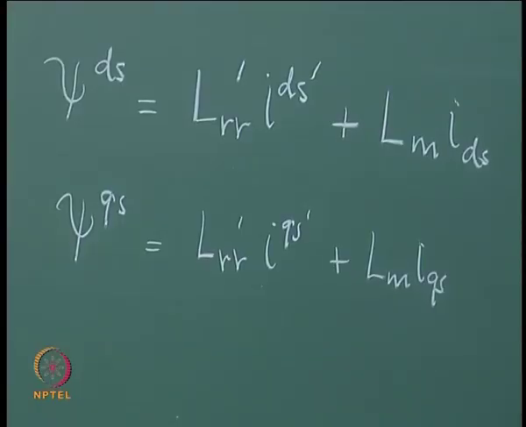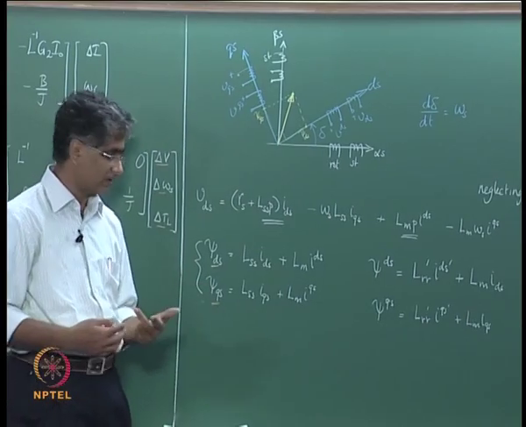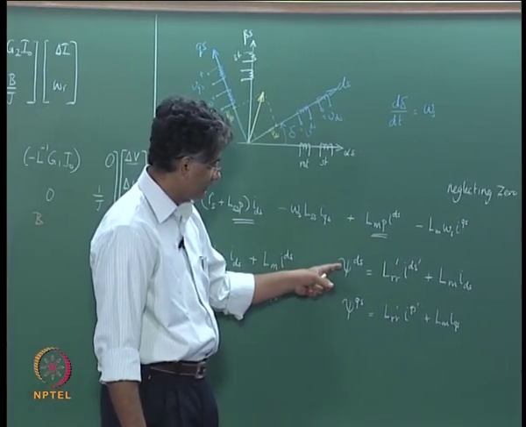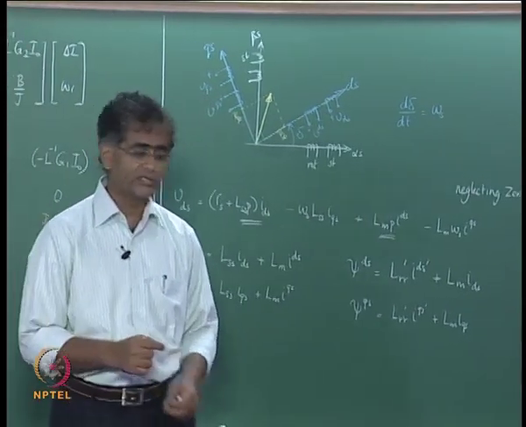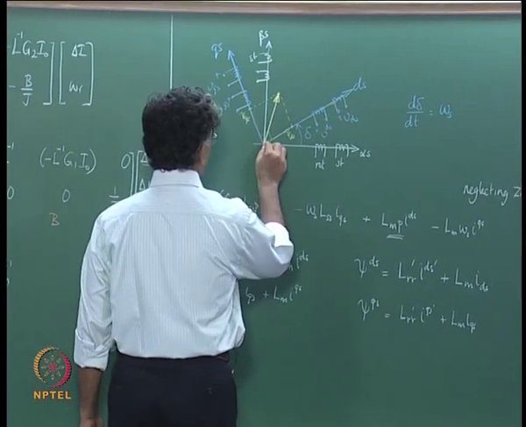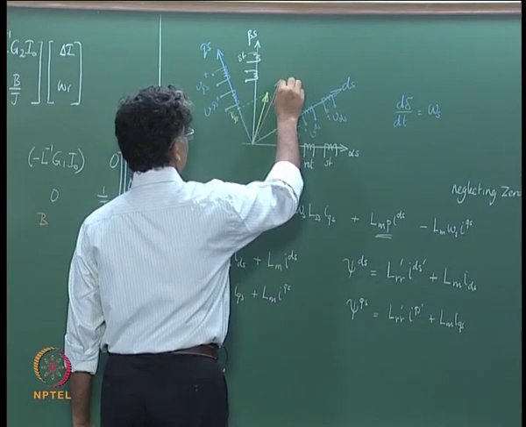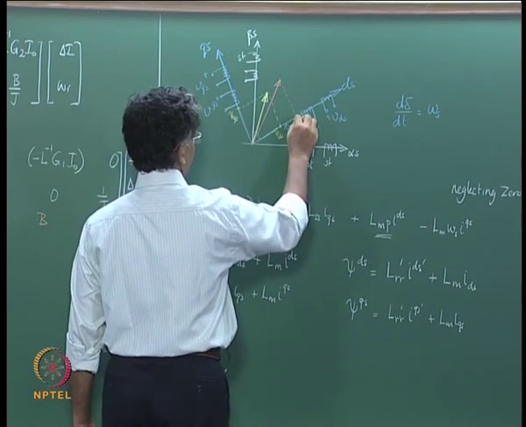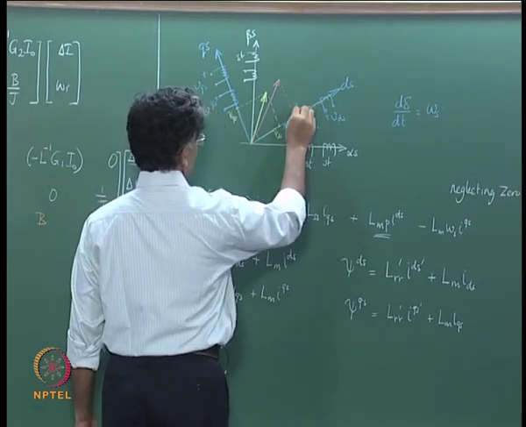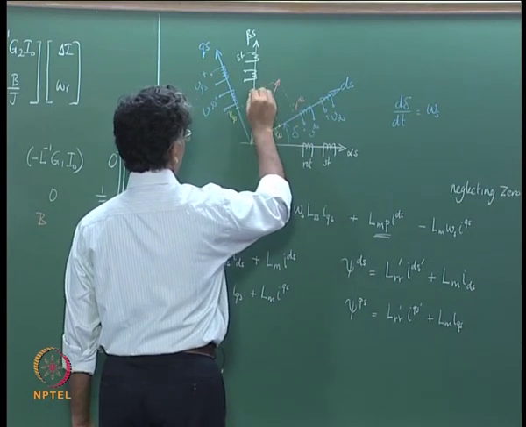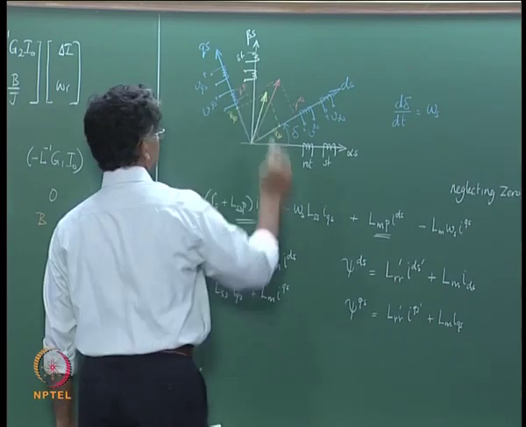Now, just like we represented psi ds and psi qs as a space vector, this also has a d axis component and a q axis component. Therefore, this can also be represented as a space phasor. It could be some other space phasor, maybe like this. So, this length would be psi ds' and this length would be psi qs'.